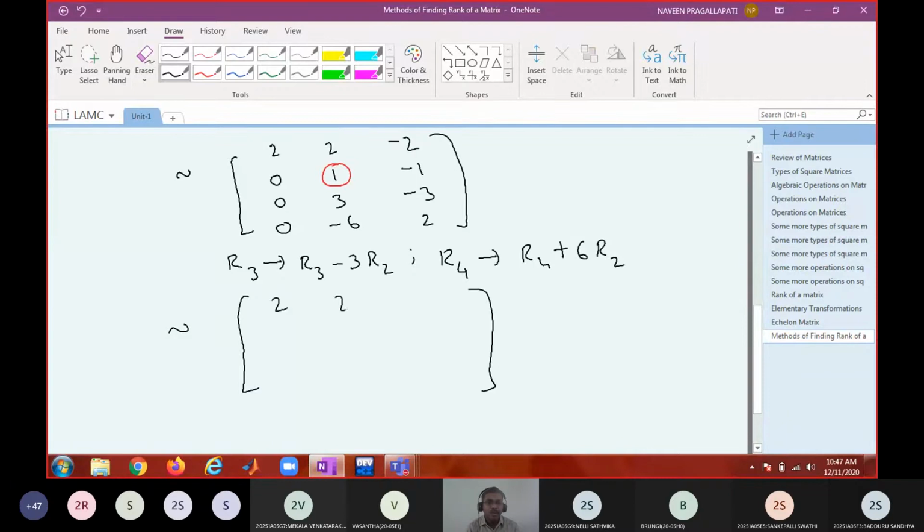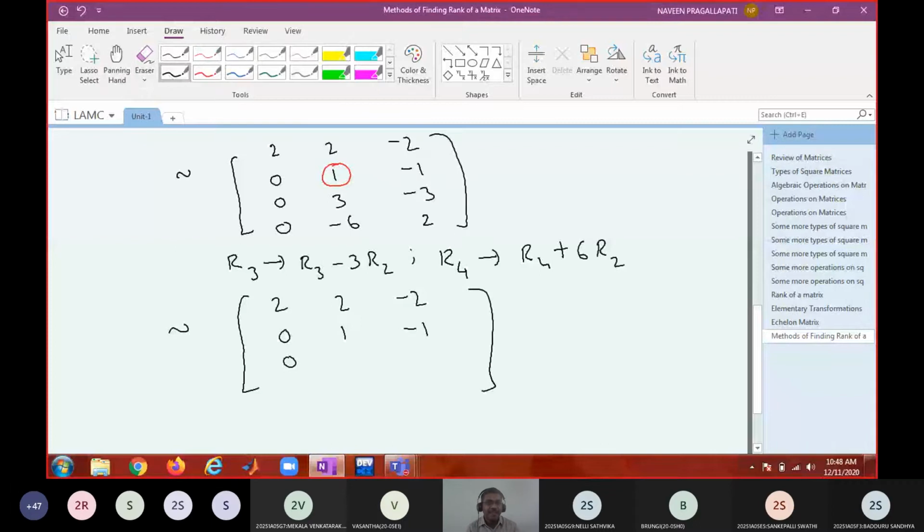So 2, 2, minus 2, 0, 1, minus 1. What is the next one? R3 gets R3 minus 3R2. Sir, when we are doing the first operation, like R3 equals R3 minus 3R2, we are getting the whole row to be 0. No problem. Just listen. First, let me complete this process. I'll come to that.